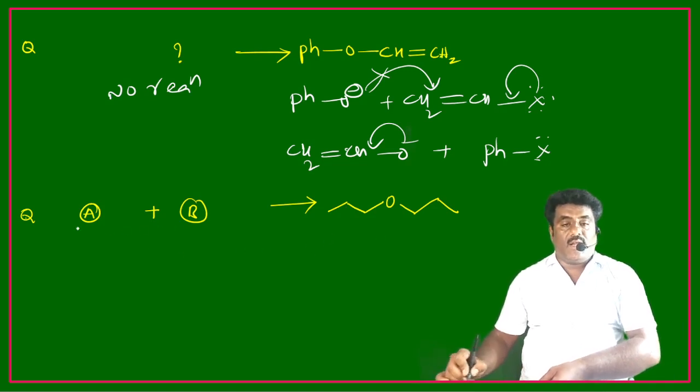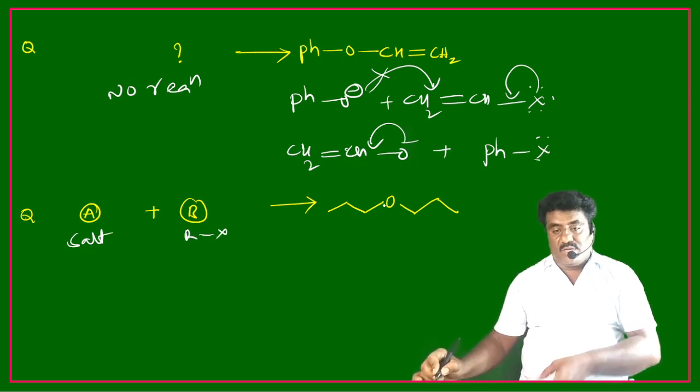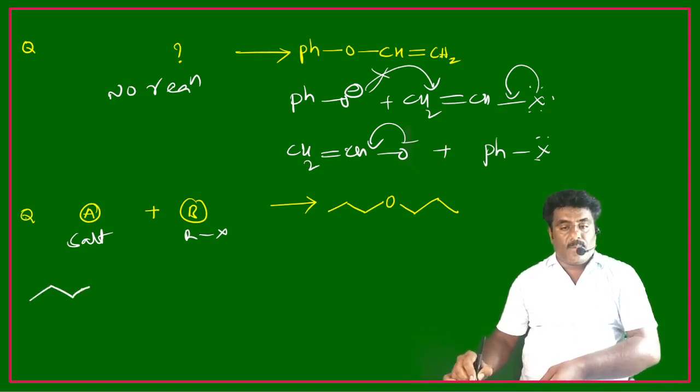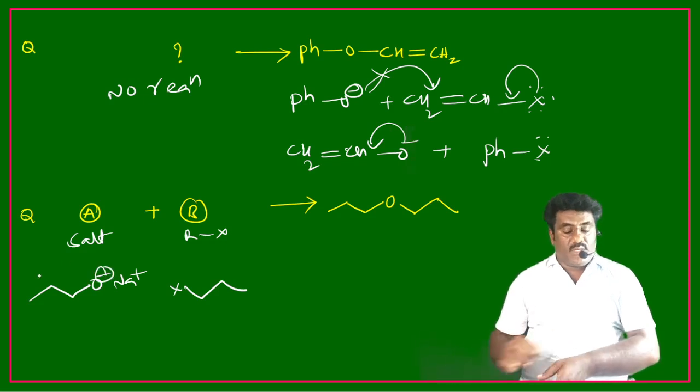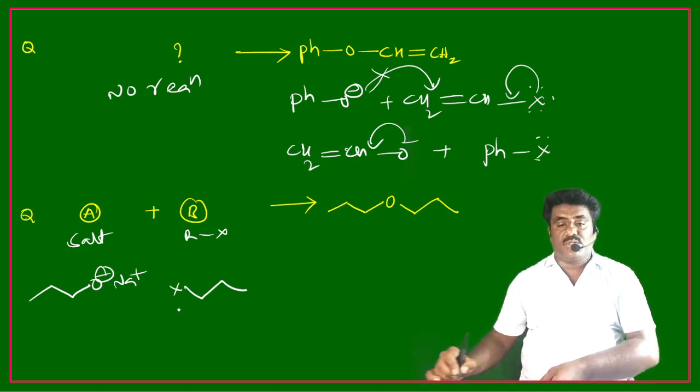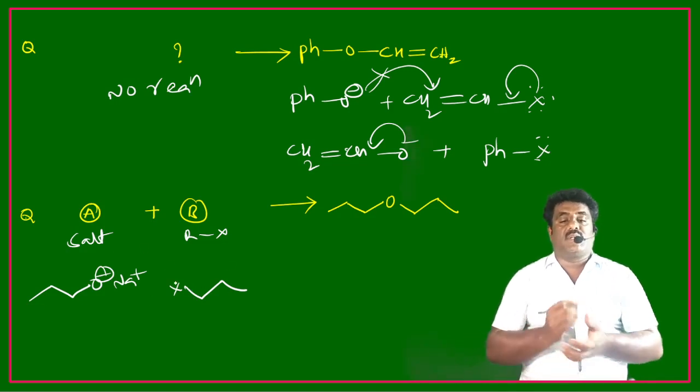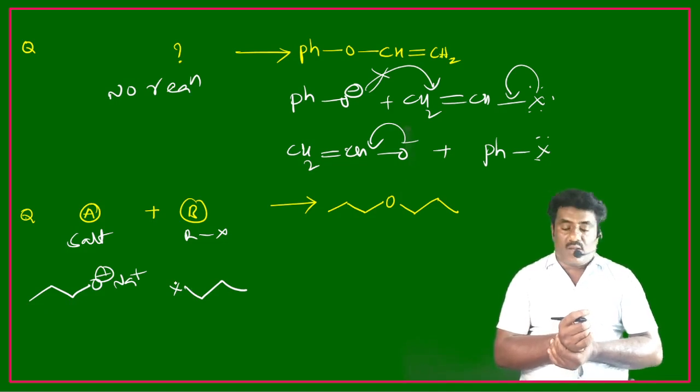Have a look at this one. So A, what is the salt, and what is the alkyl halide? Here a symmetrical ether is there. So we are taking the alkoxide. Now is there an alkyl halide? Yes. Is it possible? Yes, it is possible. This is the possible structure: CH3CH2CH2 and CH3CH2CH2X. A is the salt, B is the alkyl halide.